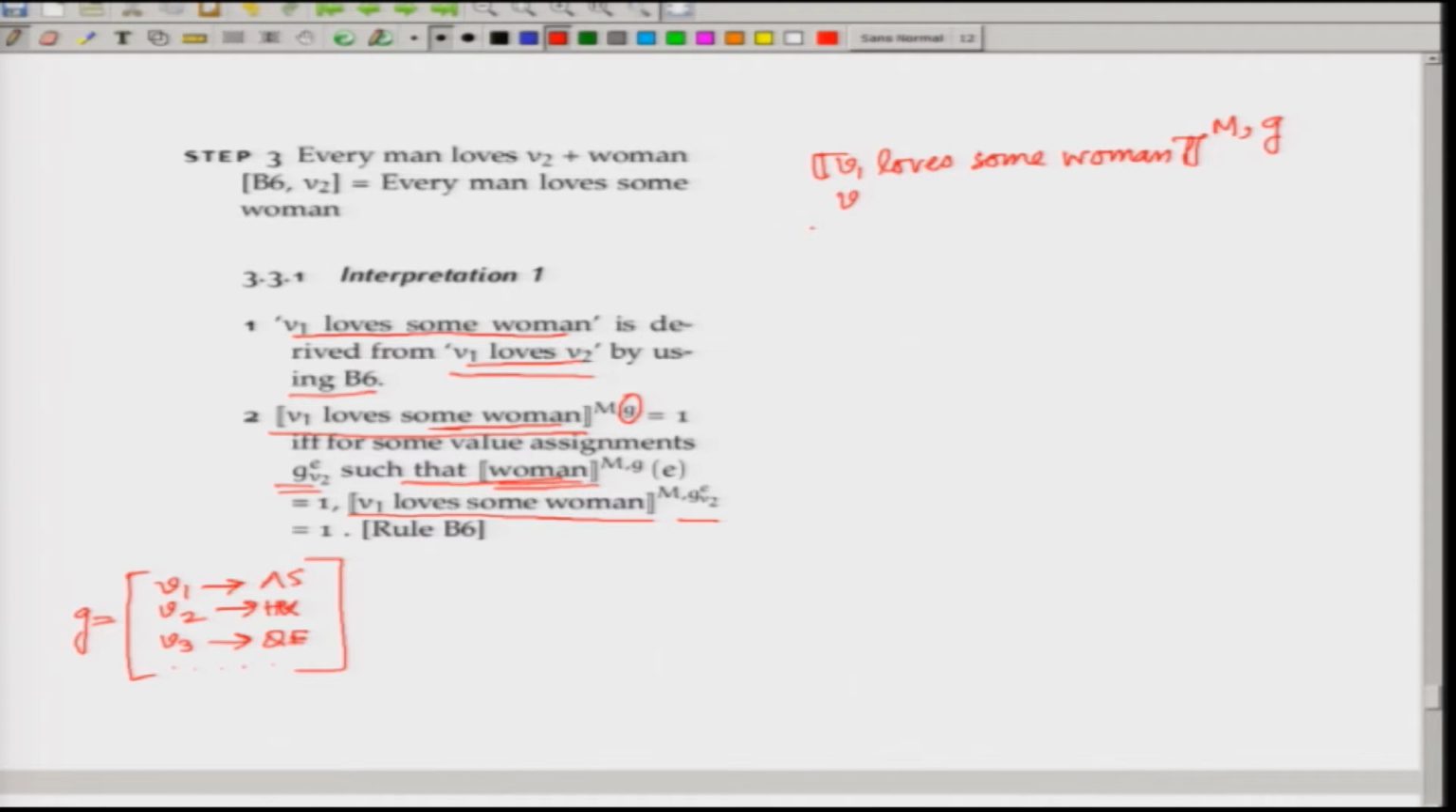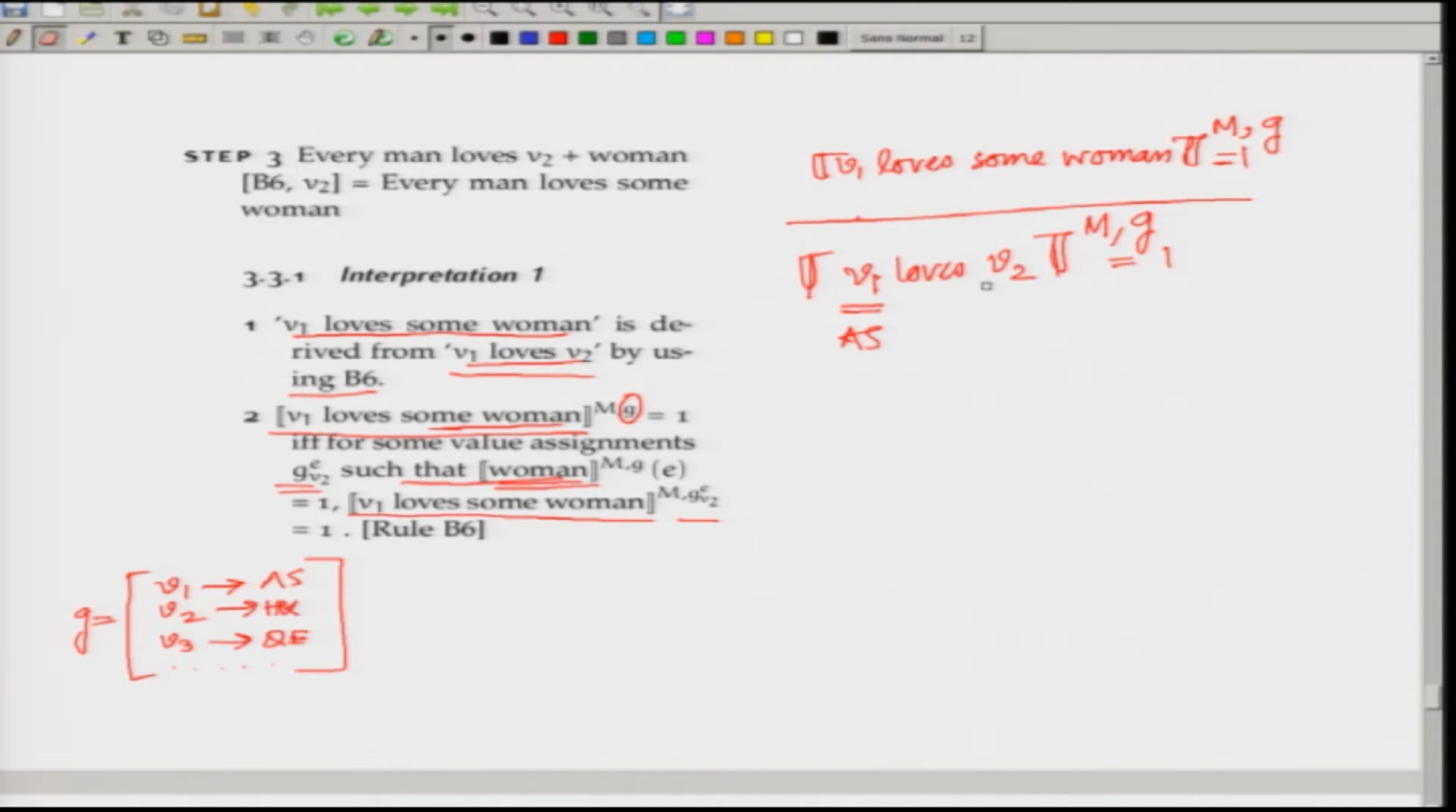V1 loves V2 will be 1 only when V1 loves V2. Now, this is what we have to consider. This will have a fixed reference with respect to MG. What is it? The fixed reference is always, see, V1 takes AS, so it will be AS. So this is true. This sentence is true if and only if this sentence is true for at least one value of V2. We will see that.